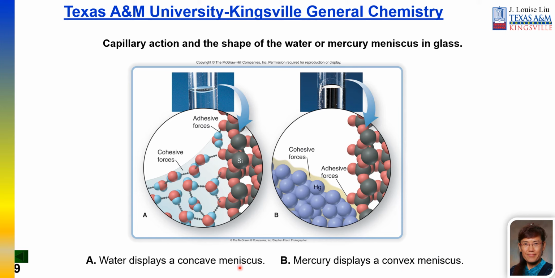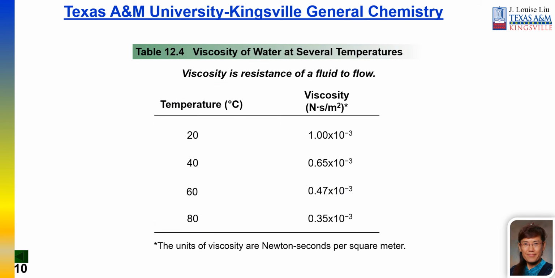When you read the meniscus, remember you have two types. One is called concave, another one called convex. For the concave, you read the bottom, tangent to the bottom of your concave. When you read the convex, you read the top, tangent to the top of your convex. So that's another important capillary property.